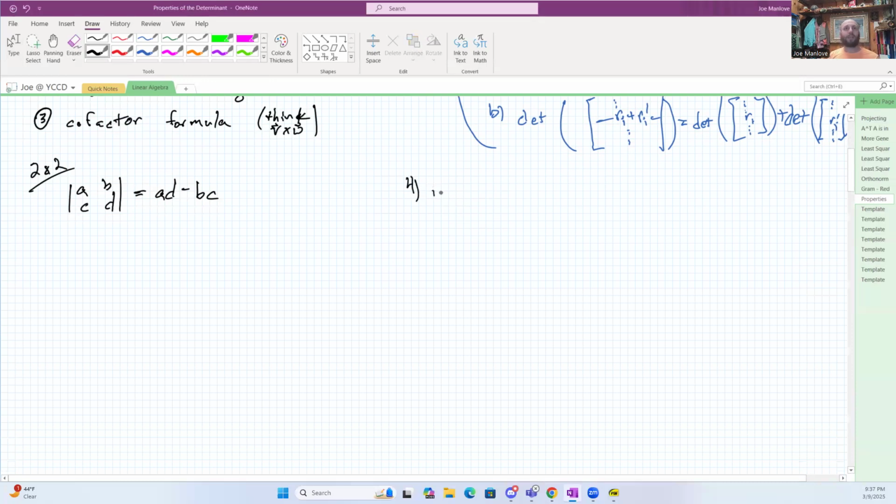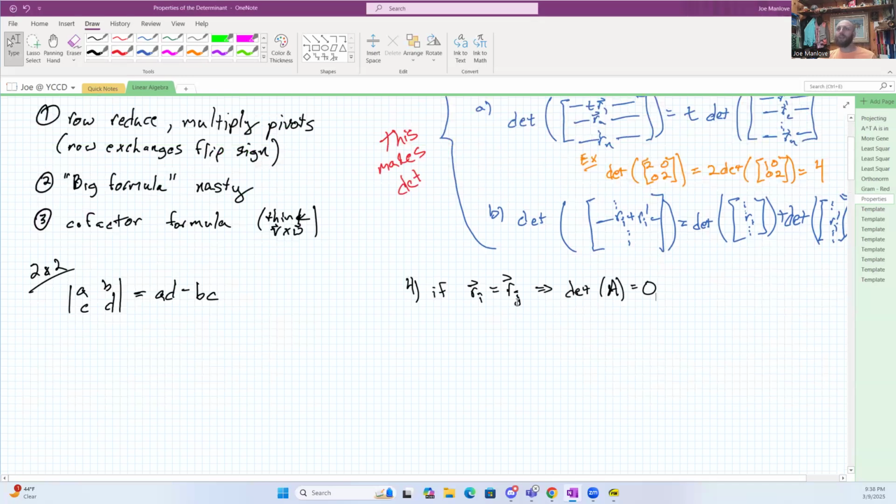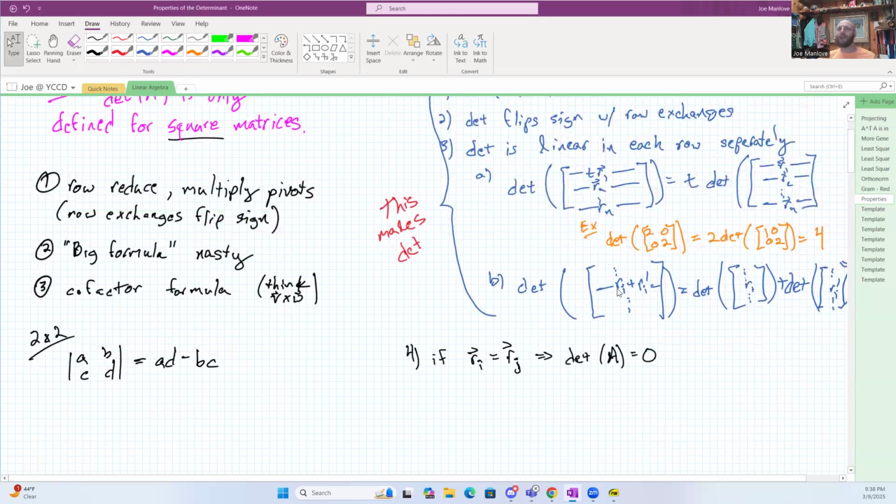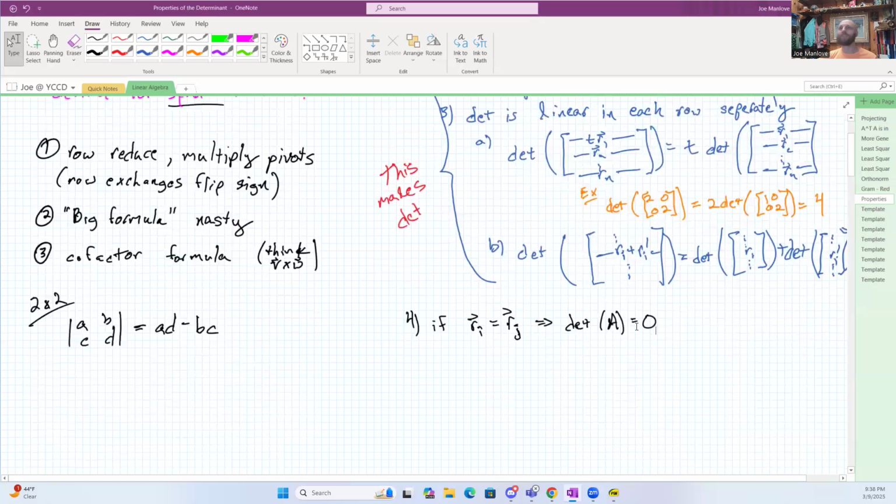So property four is if I've got row I equal to row J, right? So if I've got two equal rows, that implies the determinant of my matrix is zero. Okay, why would that be the case? Well, if they're equal, then I can subtract and get a row of zeros in there. And then I can use this linearity property to say that that is in fact a zero determinant because I can factor a zero out of it essentially.